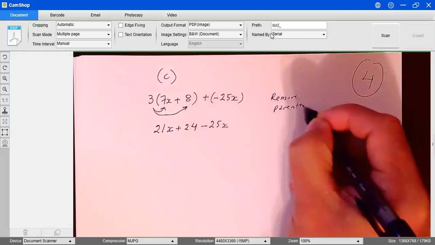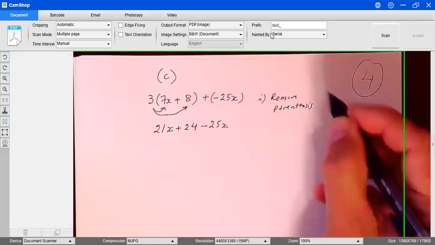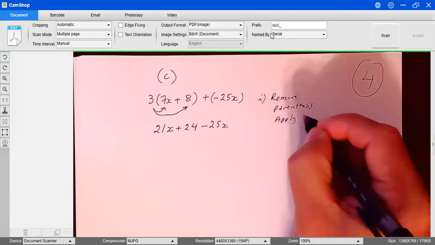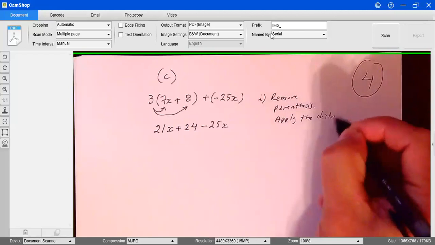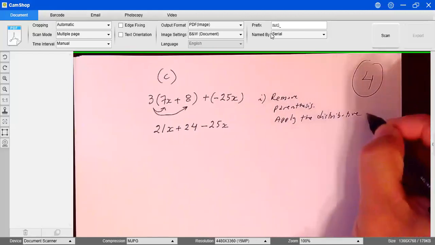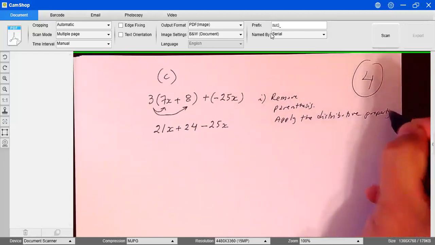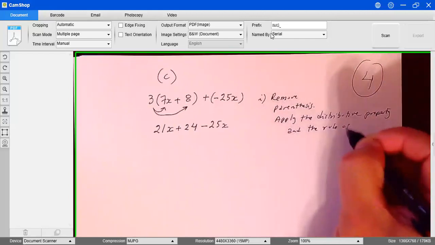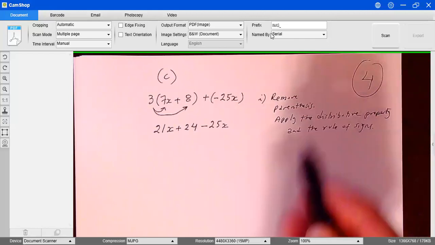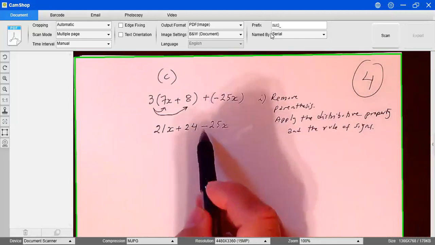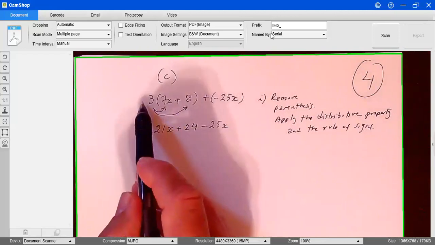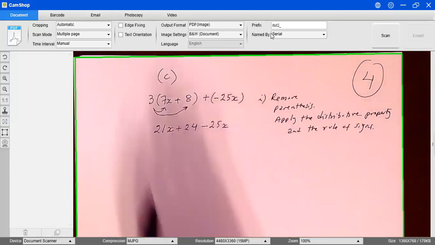So first, we removed parentheses, which is what we just did. So we need to apply the distributive property and the rule of signs. That's important. Positive times negative is negative. Positive times positive is positive. Positive times positive is positive too.